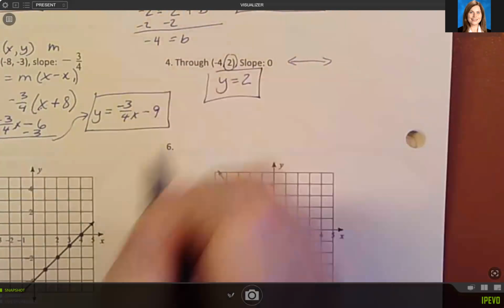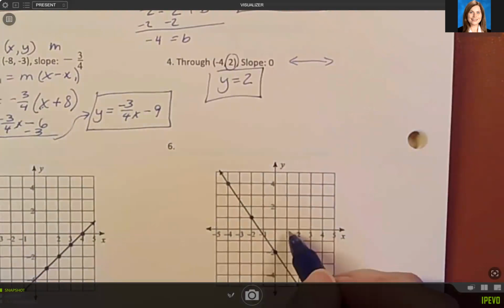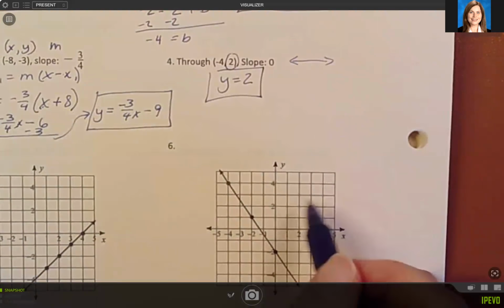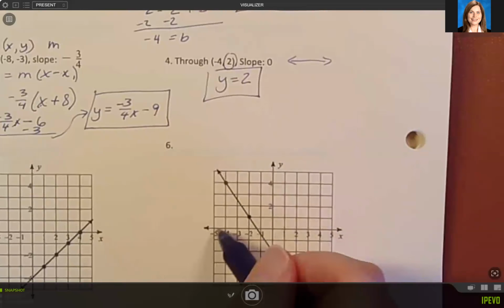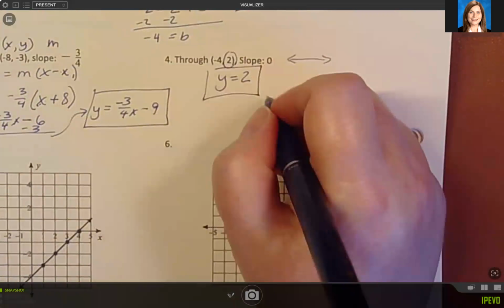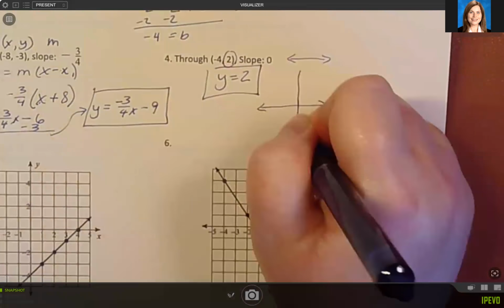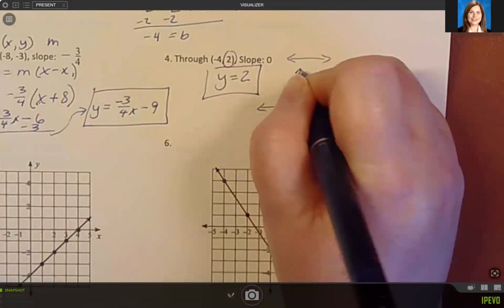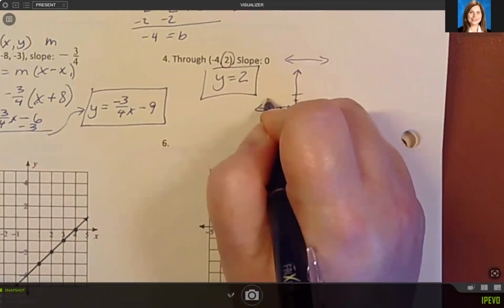If it helps you, you can make a visual aid. You can make a graph and plot that point, (-4, 2), and then plot additional points, and you'll see that all of the y values are equal to 2. I'll just go ahead and do that just as a refresher. So if you're not sure, you can always make a graph. Okay, the point is (-4, 2). So here's (-4, 2).